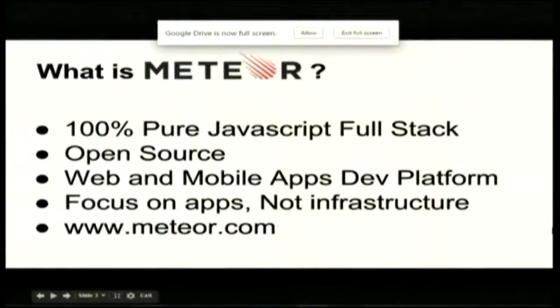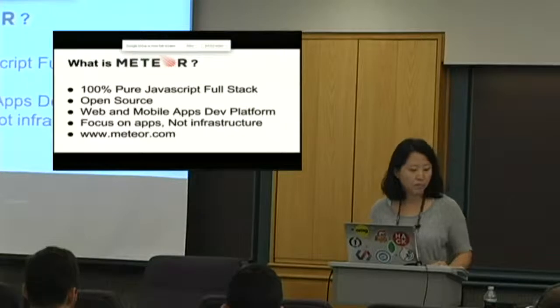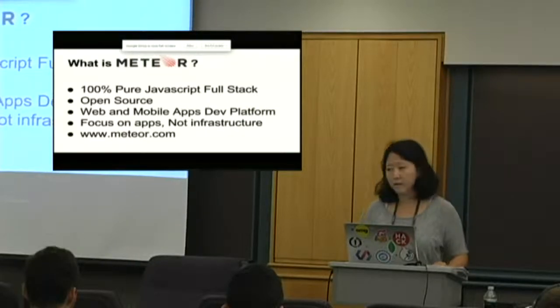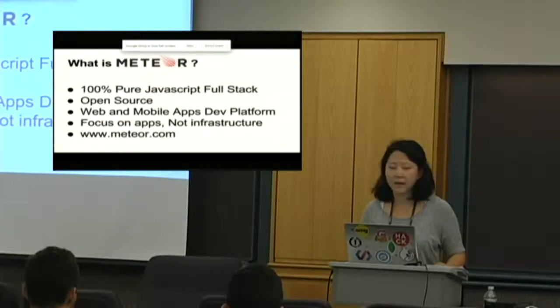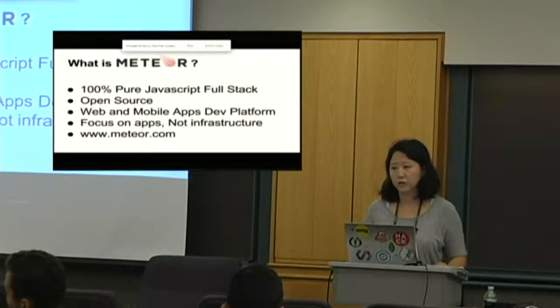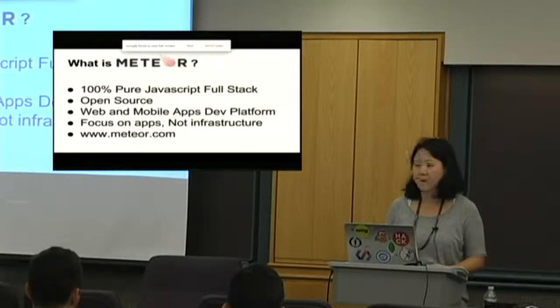So what is Meteor? Meteor is a complete open source platform for building web and mobile apps in pure JavaScript. It's completely open source, and it's isomorphic. So you just write once, and you build to many platforms. It's built for the web and mobile apps. The focus is on the apps and not the infrastructure. The website is meteor.com.